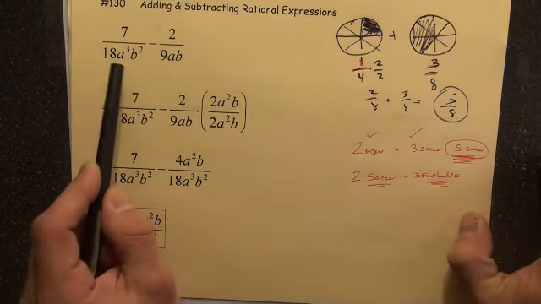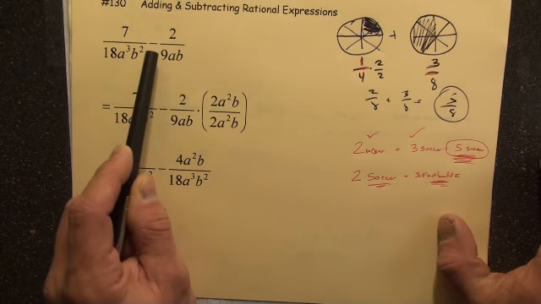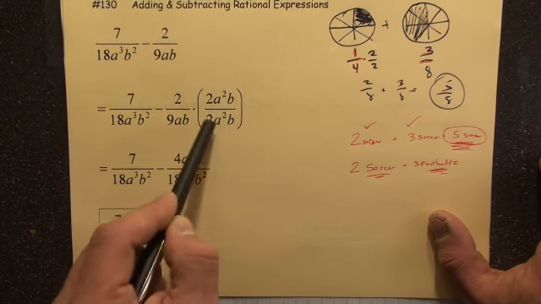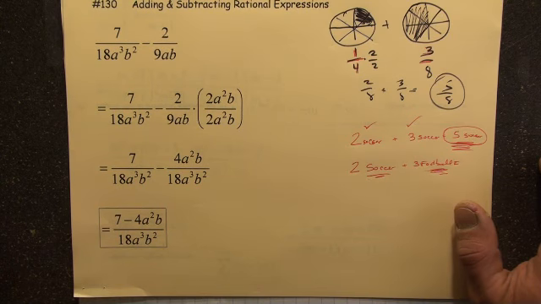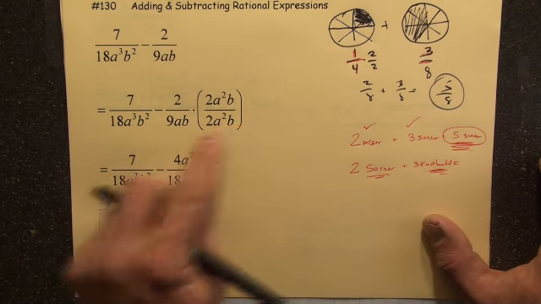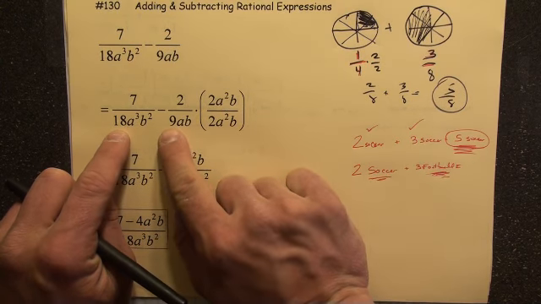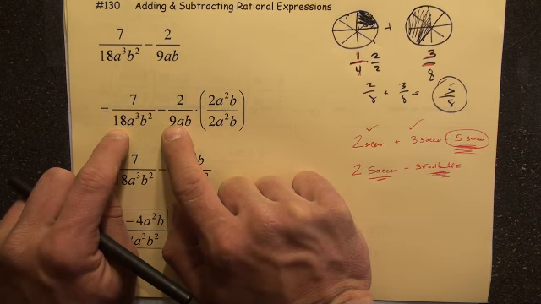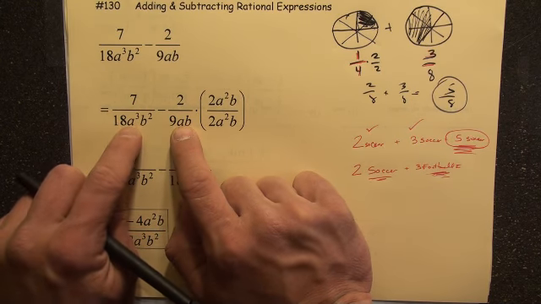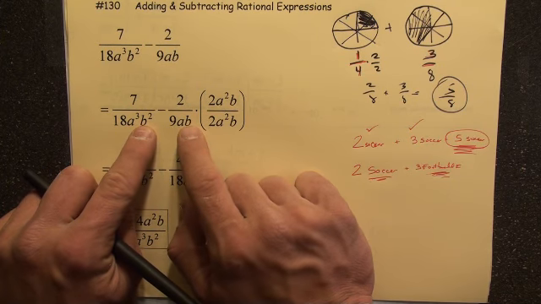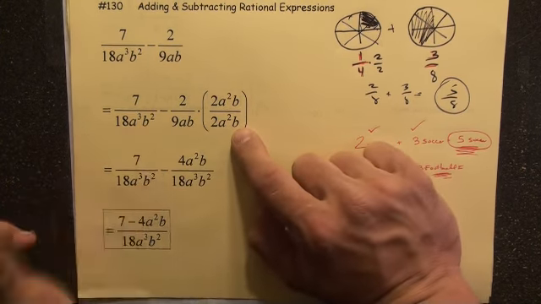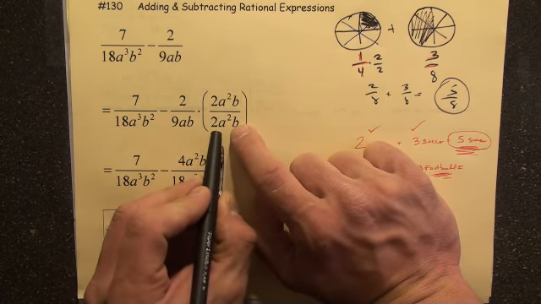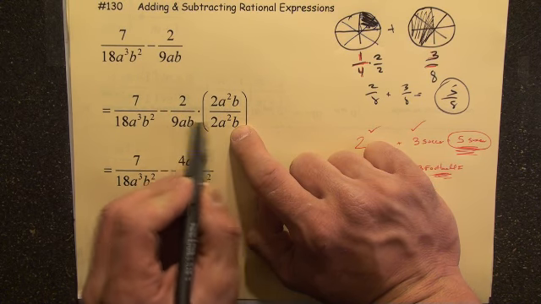We start off by noticing that the denominators are definitely not the same. To make the denominators the same, we multiply the second fraction by 2a squared b over 2a squared b. Now, first question, why 2a squared b? Because we want both denominators to be 18a cubed b squared. We need a 2 to make the 9 become 18. We need an a squared to make the a become a cubed. And we need another b to make this b squared. So that's why we multiply the denominator by this 2a squared b.